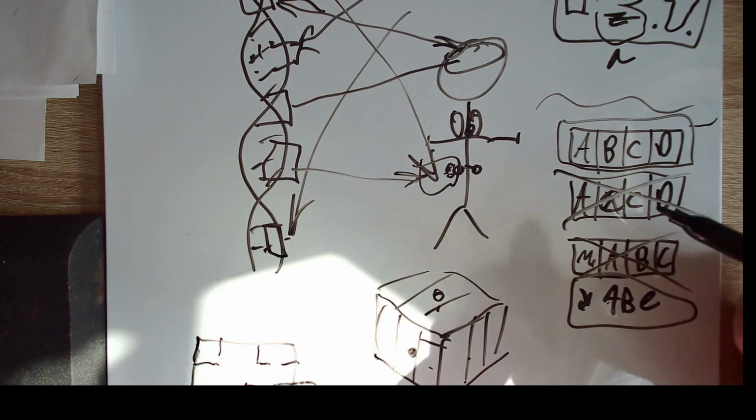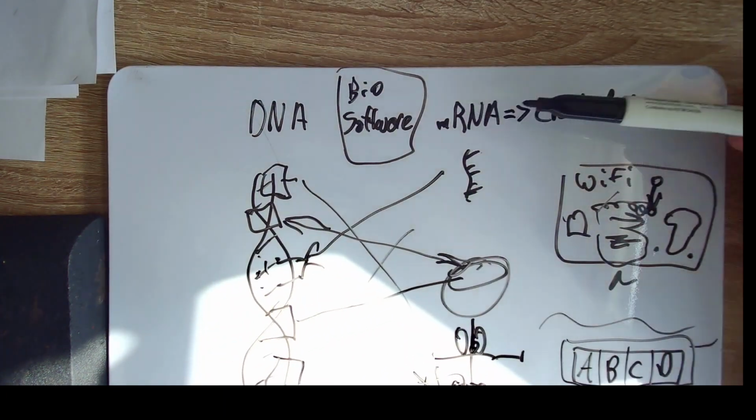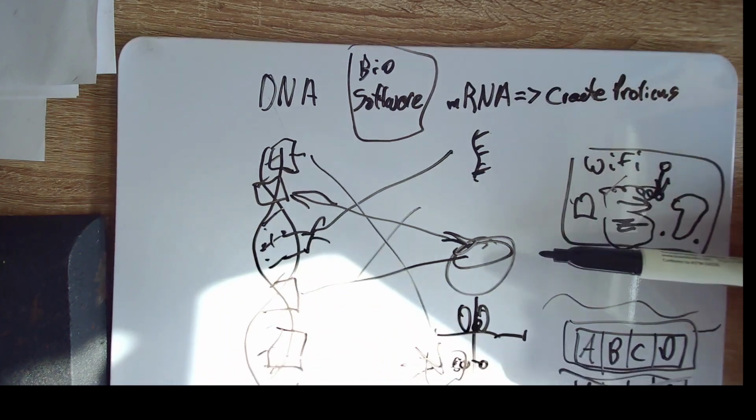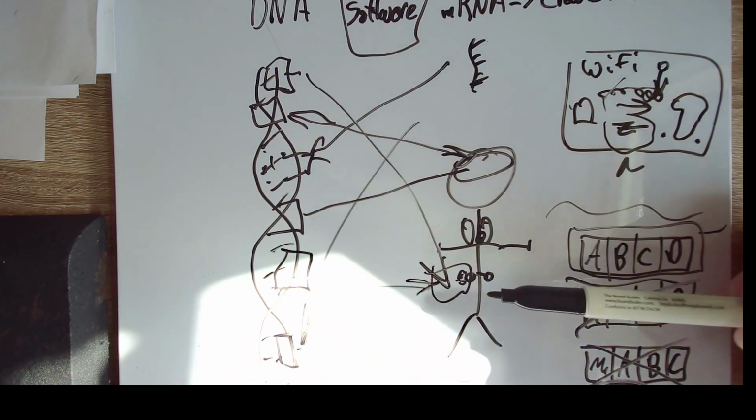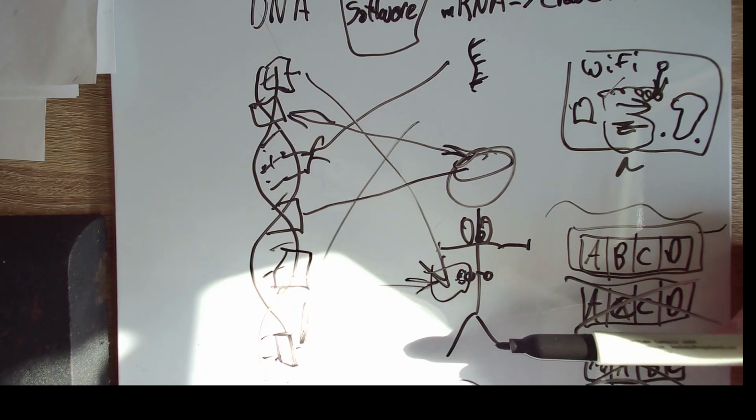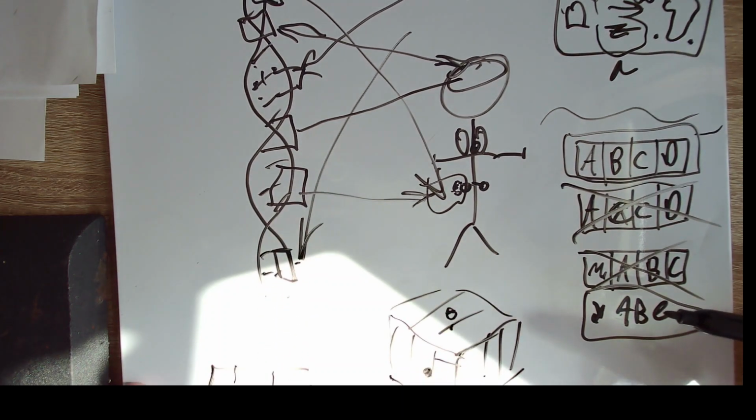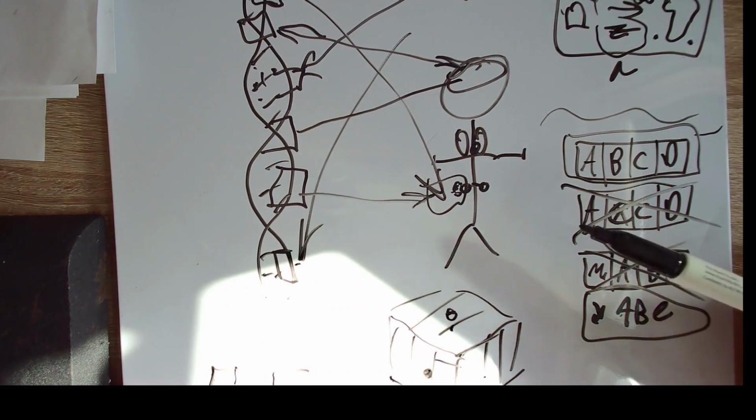And remember, what's the purpose of RNA? To create proteins, because proteins is how your body does everything. So what do you think is going to happen if you get bad proteins developed in your body?